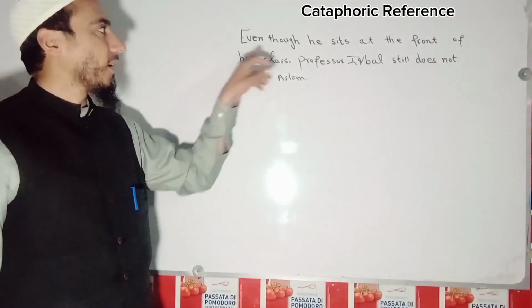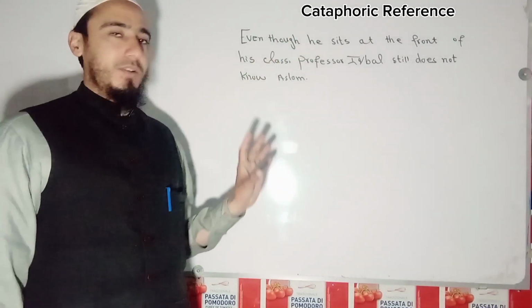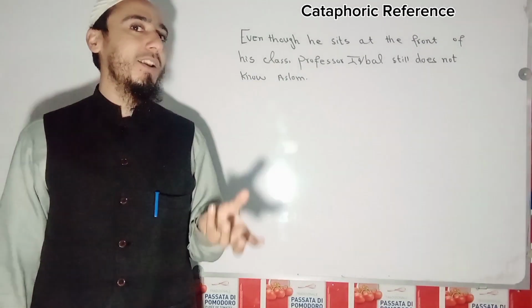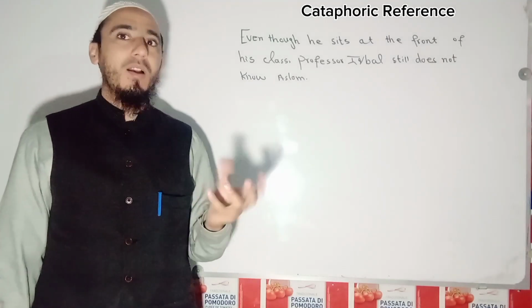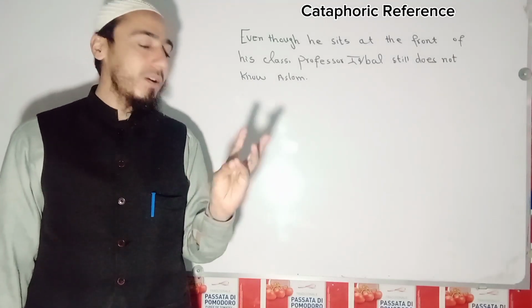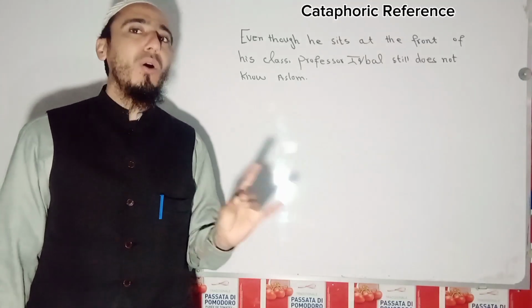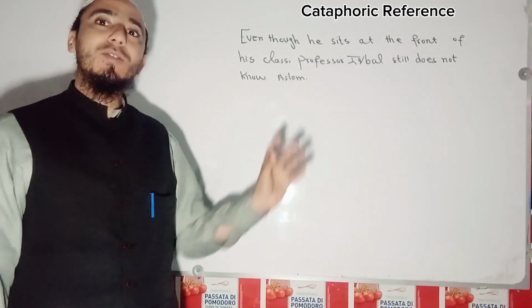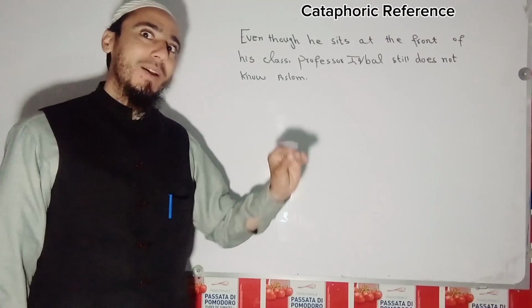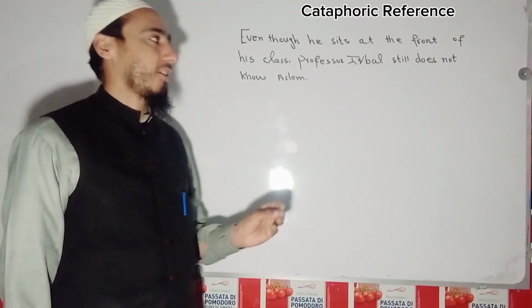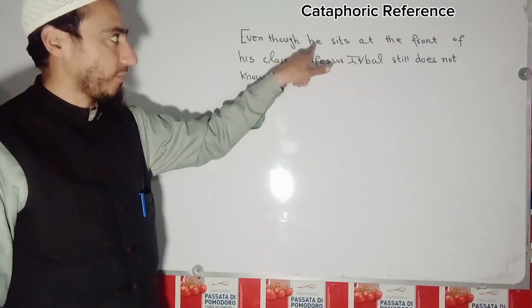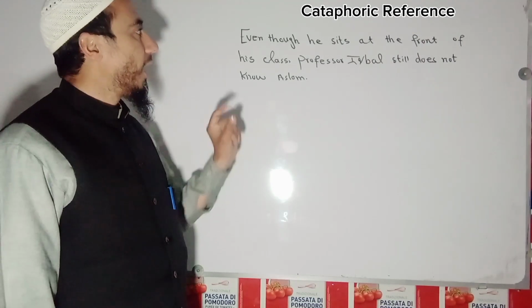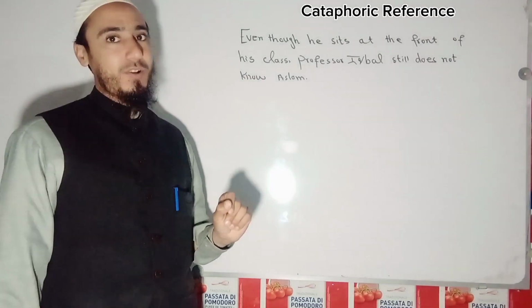Now you know I'm talking about cataphoric reference. As I mentioned in the definition, cataphoric reference happens when a word, a pronoun, or a group of words or phrase refers to a noun which is mentioned later in a text or conversation. Like you see, in "even though he", this he is cataphoric reference. Another thing is that this his is also cataphoric reference.